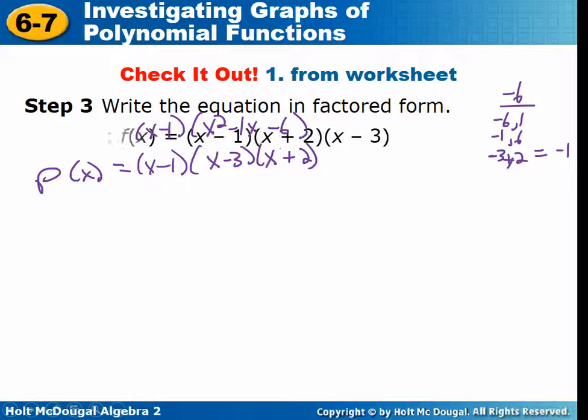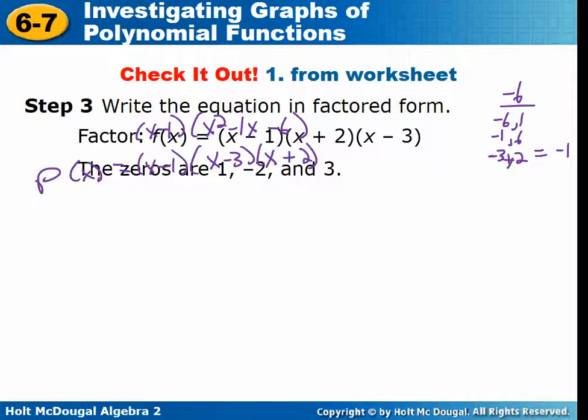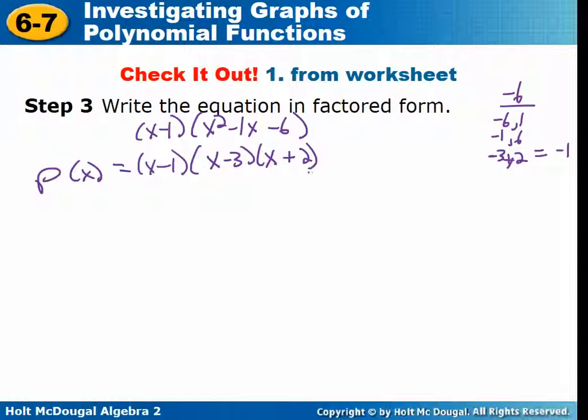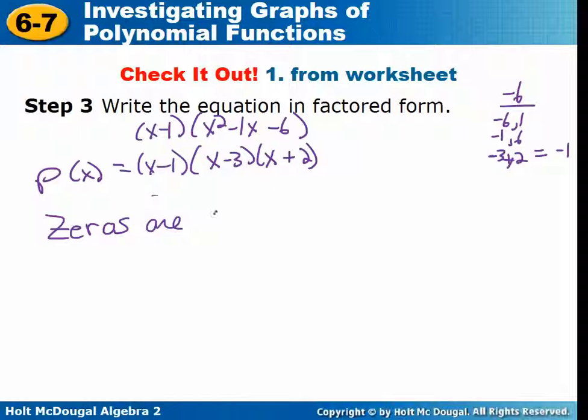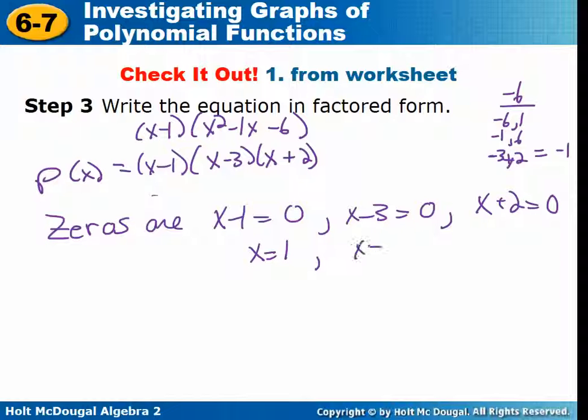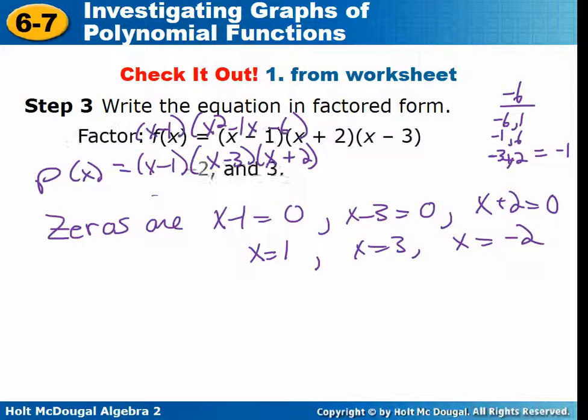And then the next step is to write those zeros. So now that I have my factored forms, my zeros are, you take x minus 1 equal to 0, x minus 3 equals 0, and x plus 2 equals 0. And you solve each of these little tiny equations. So x equals 1, x equals 3, and x equals -2. Those are the zeros of our function. That's where it's going to cross the x-axis. In other words, those are the x-intercepts.